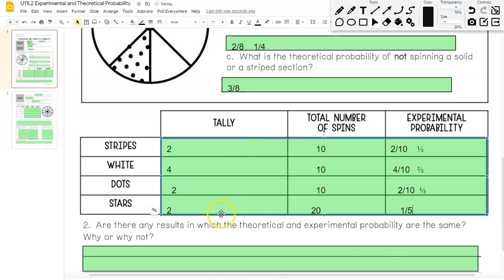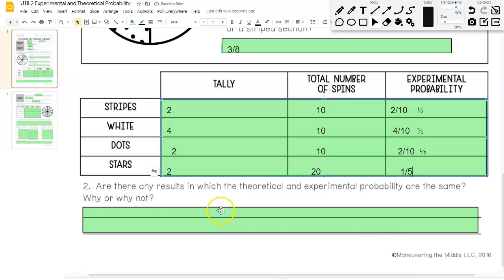Alright, now they are not the same, and they could not be the same because I had 10 spins versus 8 spins.